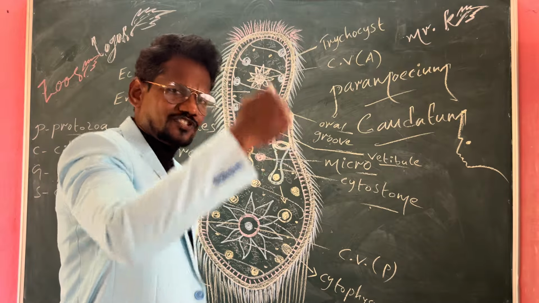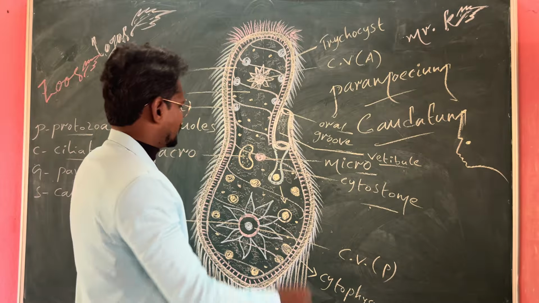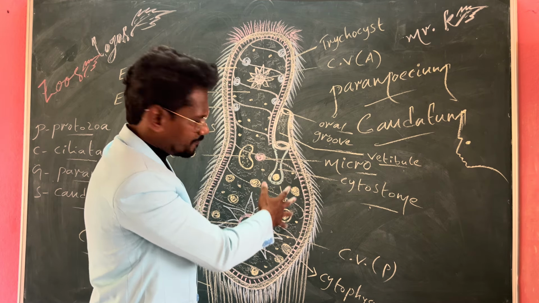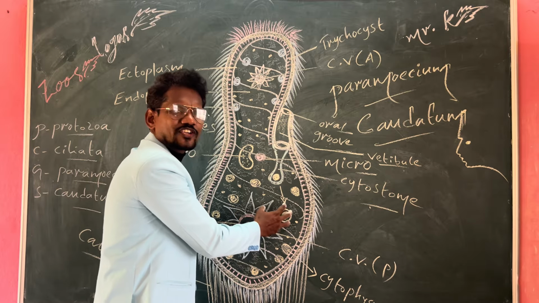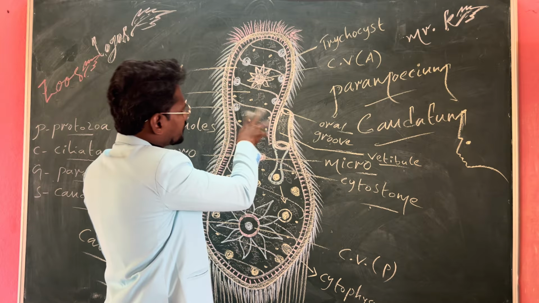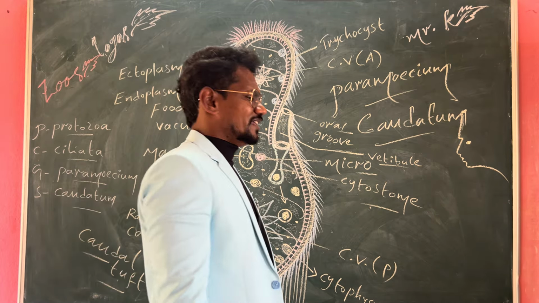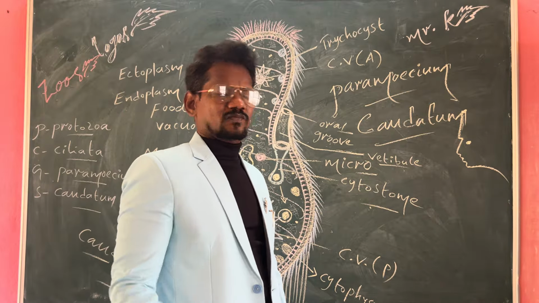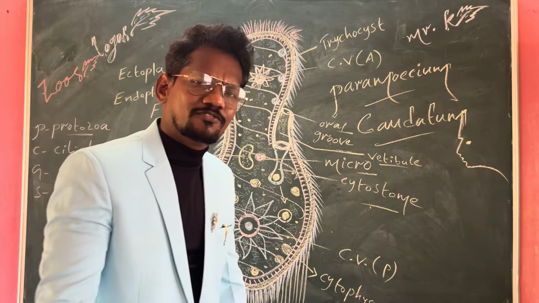Oral groove, vestibule, cytostome. Then from there, the cytopharynx. Through the oral groove the food particle is taken in, and finally at the end of the cytostome, food vacuole formation can be seen. Food vacuoles are formed. Inside the food vacuole, the food particle will be digested. A special enzyme known as amylase will be found. In Amoeba also, amylase is there for the digestion of food in the food vacuole.